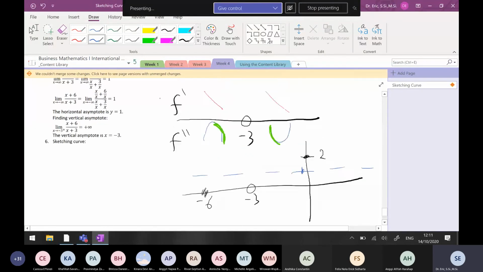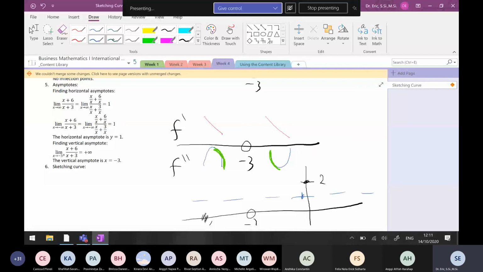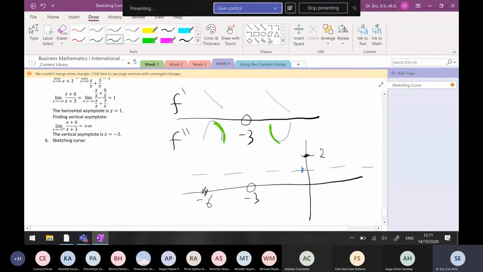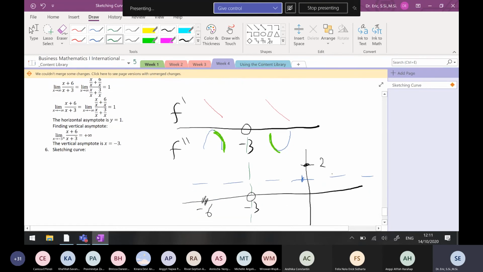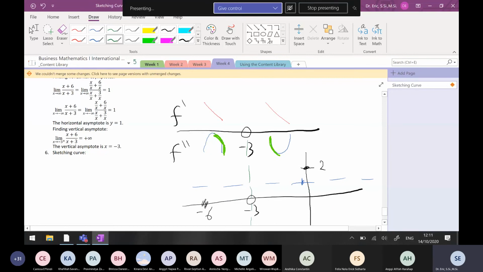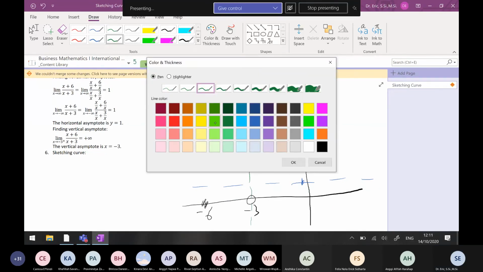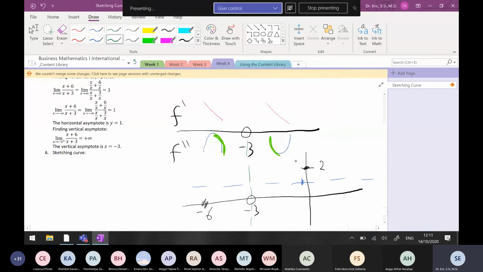And if you have a vertical asymptote, I will draw it using the green here. So when x goes to -3 from the right, it will go to plus infinity. So from the right, it will go to infinity, and you have this kind of graph. Just like this. Okay, yeah.